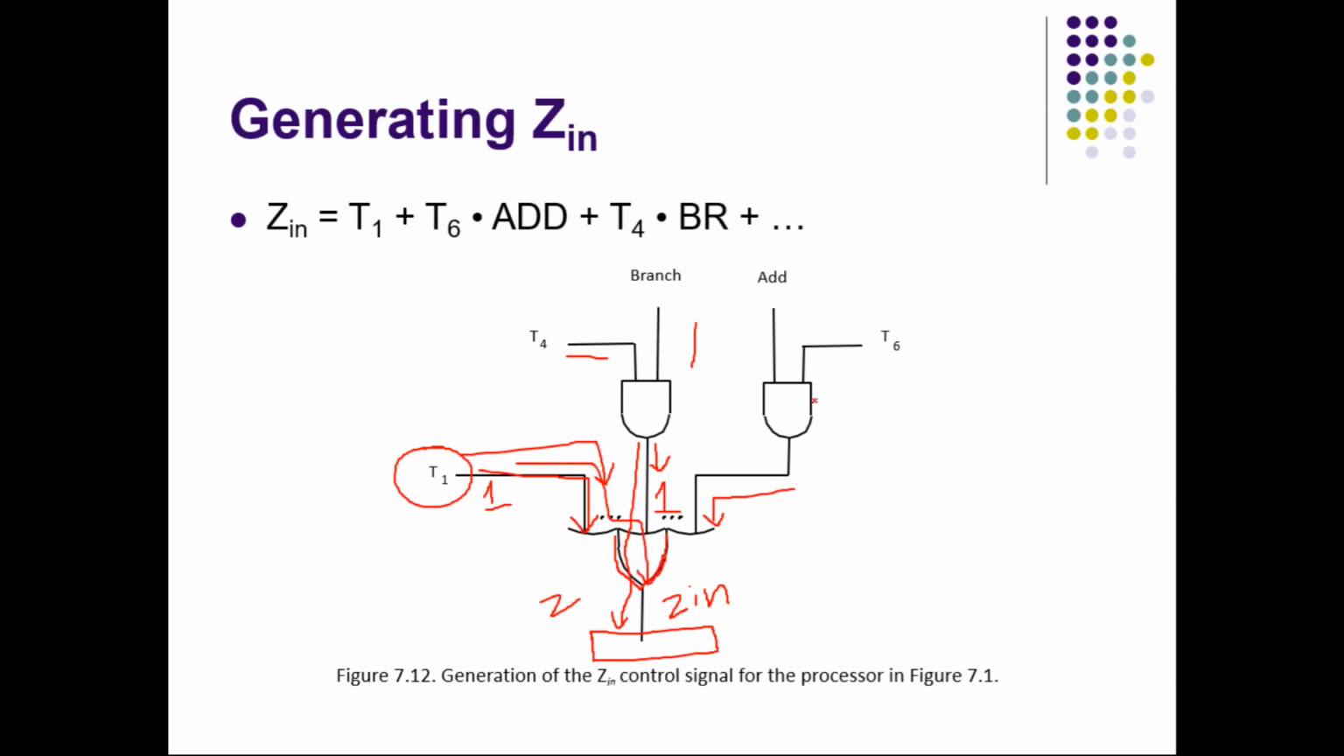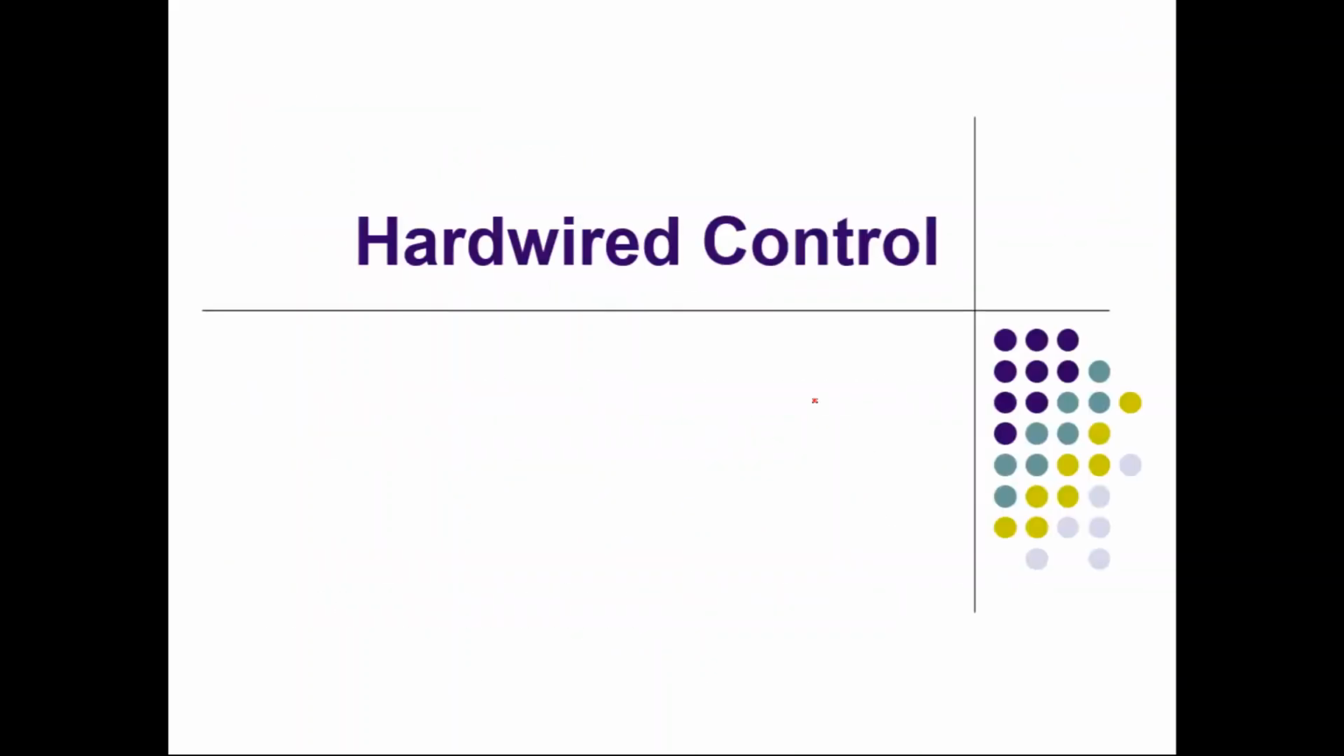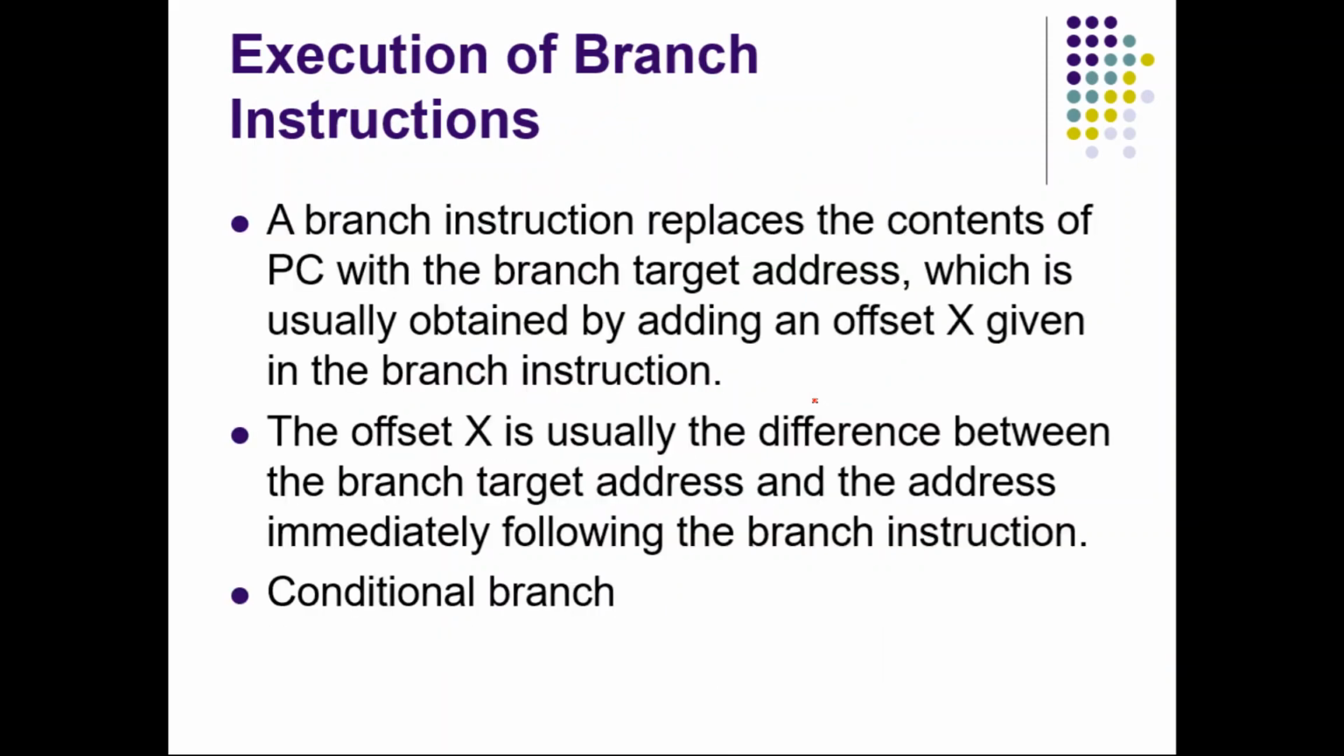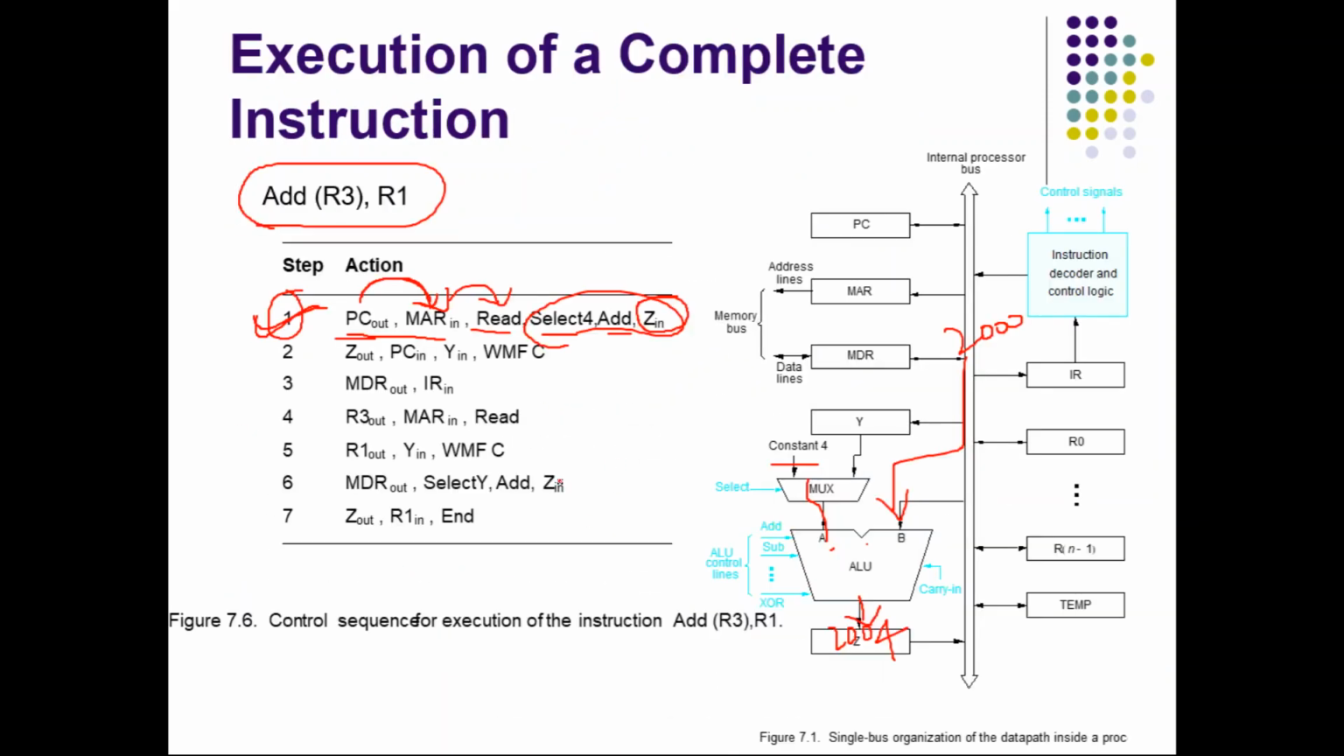Okay. At time 6, for this particular instruction, whatever is in the MDR contains the first operand, that is R3. That is moved to the system bus. If that data is 15, that is moved to the system bus, and select Y contains the other operand. If it is 20, then both will be added and the result will go to Z in. So 20 plus 15, that is 35, will go to Z in.